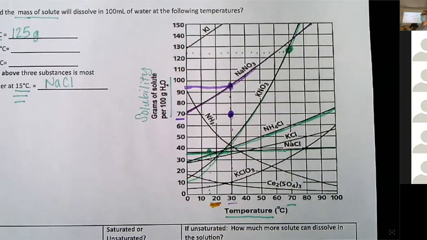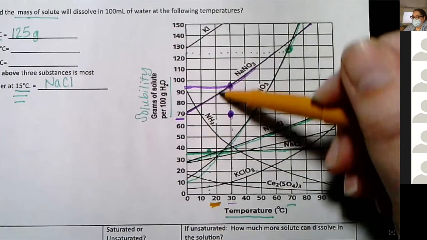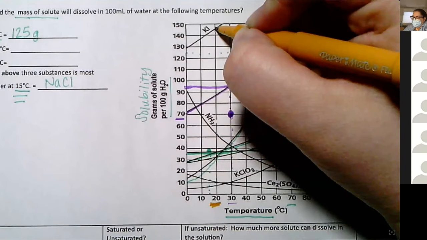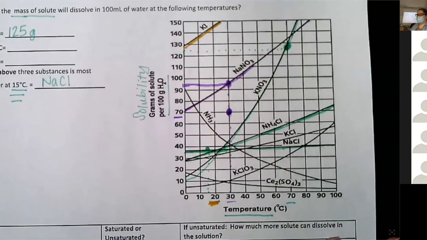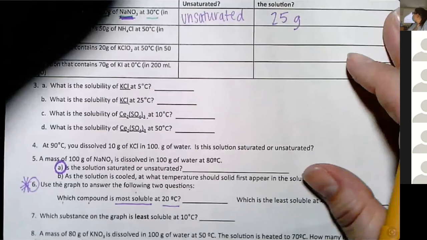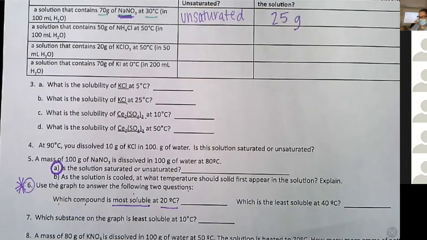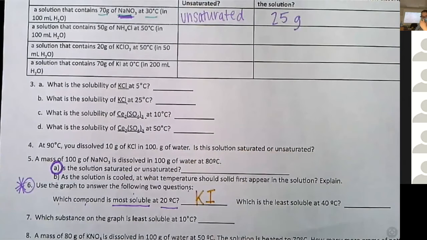All you have to do here is go all the way up the line and see which line out of all of the curves on there is the highest one up. That's it. If it's the most soluble at 20 degrees, we're just going to follow it up. There's a line all the way up here. If this line right here is the highest one, that's the one that's most soluble. So our answer for the first part of number 6 is going to be KI, because that's the compound. So capital K, capital I.